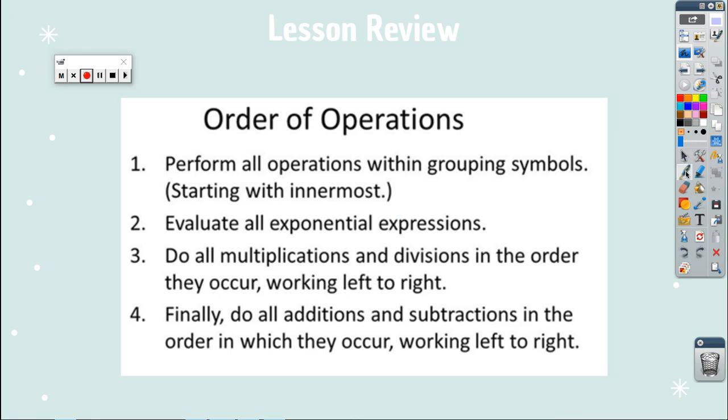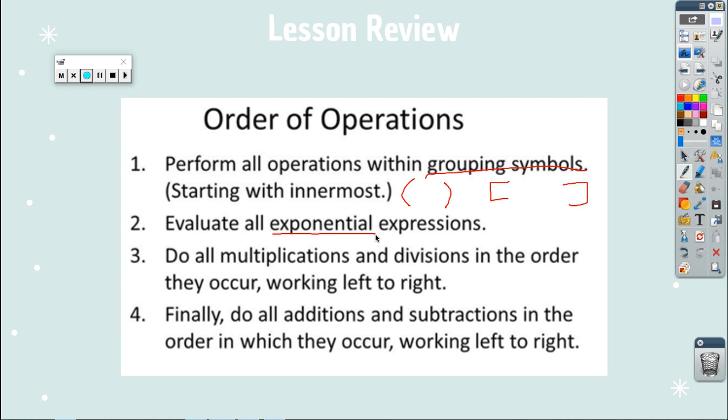We are going to be looking at the order of operations. You always want to remember that when you are solving a math problem, always start by looking at your grouping symbols first. This will include such things as parentheses and brackets. Always do those first. Then you want to look at exponents.